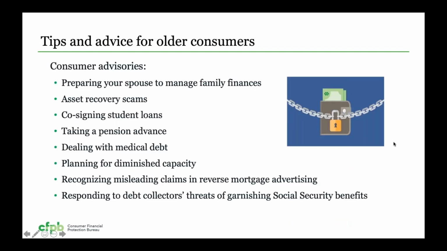We have consumer advisories on many other topics as well, things that people are really dealing with and sometimes could use a little bit of guidance on, like how to prepare your spouse or partner to manage family finances, how to avoid asset recovery scams, what to do when you're thinking about co-signing a student loan for a friend or family member, or what to do if you already have co-signed a loan, how to deal with medical debt, how to respond to debt collectors who are threatening to garnish your Social Security benefits.